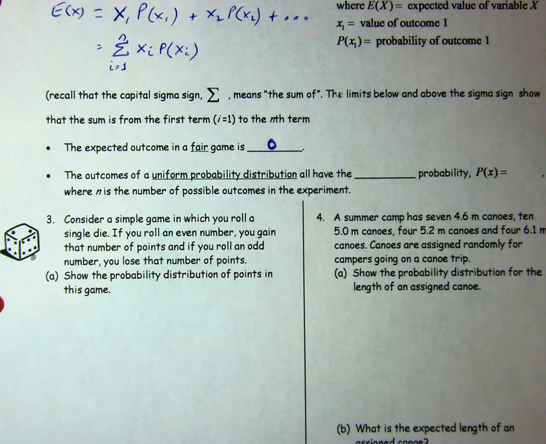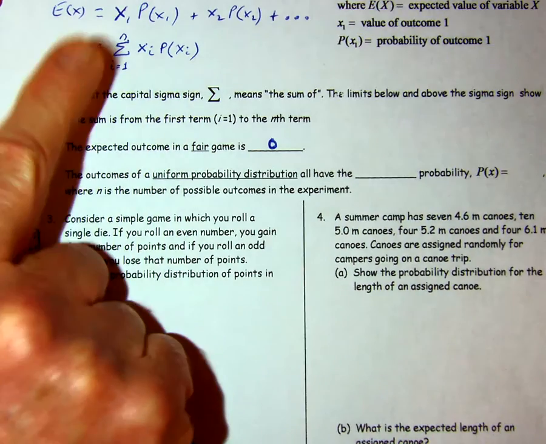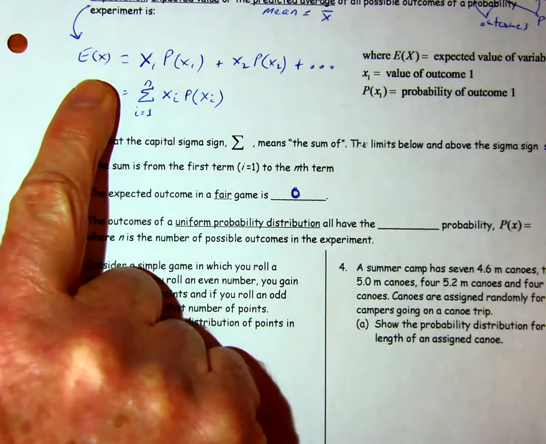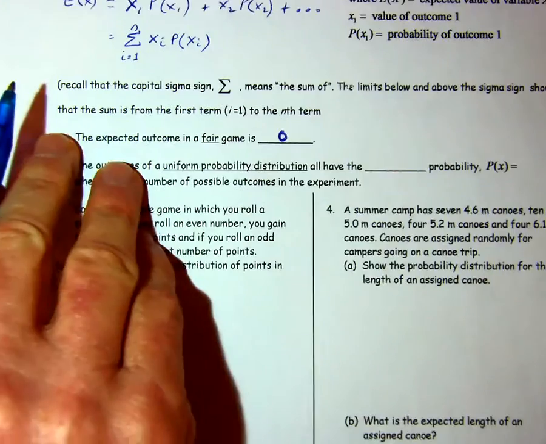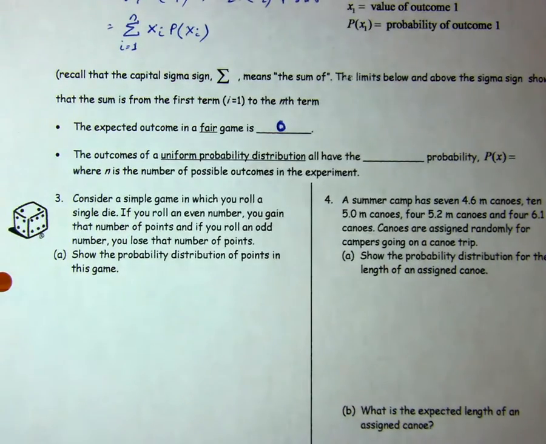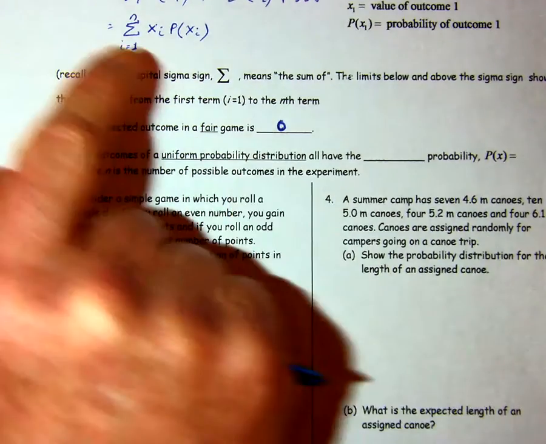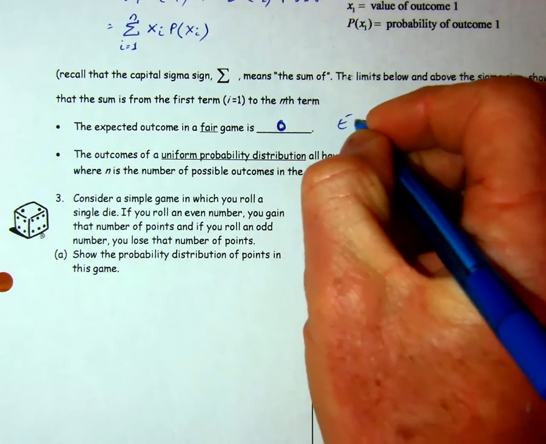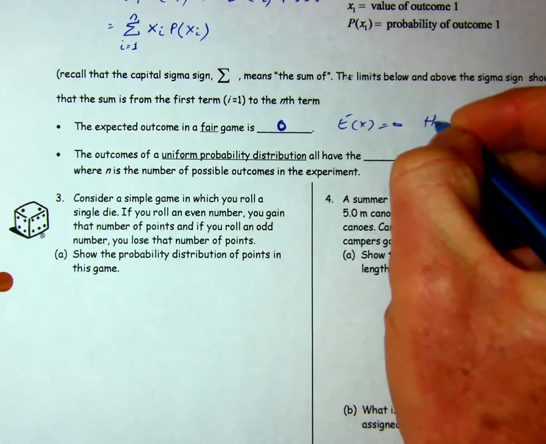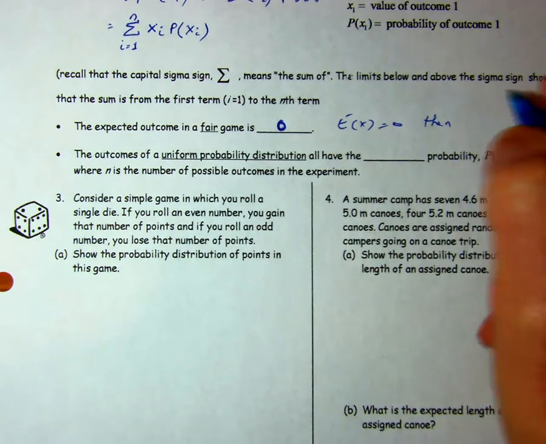Why is the outcome 0? Because it's not positive, you're not winning. That's just a definition of a fair game. When we say game, it's just an experiment, where you have different outcomes. If the expected outcome, and again, the expected outcome is this formula that I just showed up above, equals 0, then by definition it's called fair. Okay, so if the expectation equals 0, then the experiment is fair.